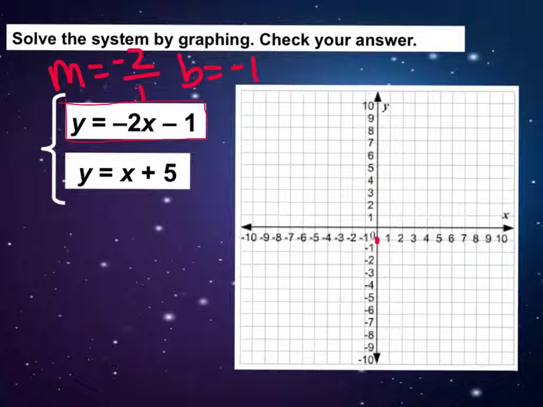And then my slope is down 1, 2, and over 1. Down 1, 2, and over 1. And draw a line through those 3 points. And I have my first line.